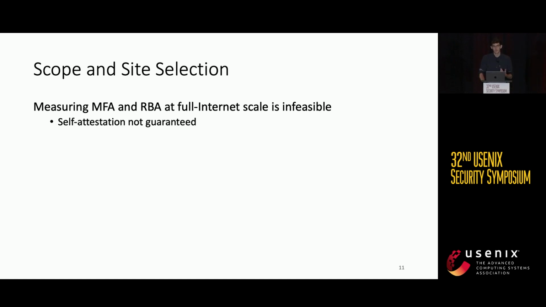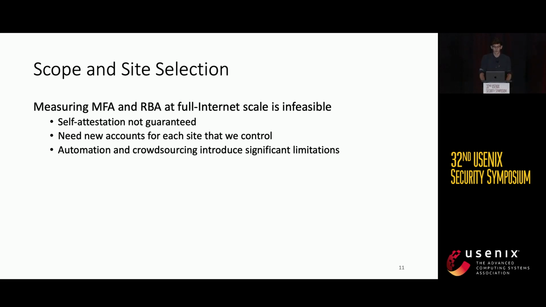So moving on to our study methodology, we begin by discussing our scope and site selection. Something we have to discuss up front is that measuring MFA and RBA at full internet scale just isn't feasible because self-attestation of their availability isn't guaranteed. We actually need new accounts for each site, which we control so that we can test for these in a systematic way. But trying to automate or crowdsource this account creation process introduces significant limitations.